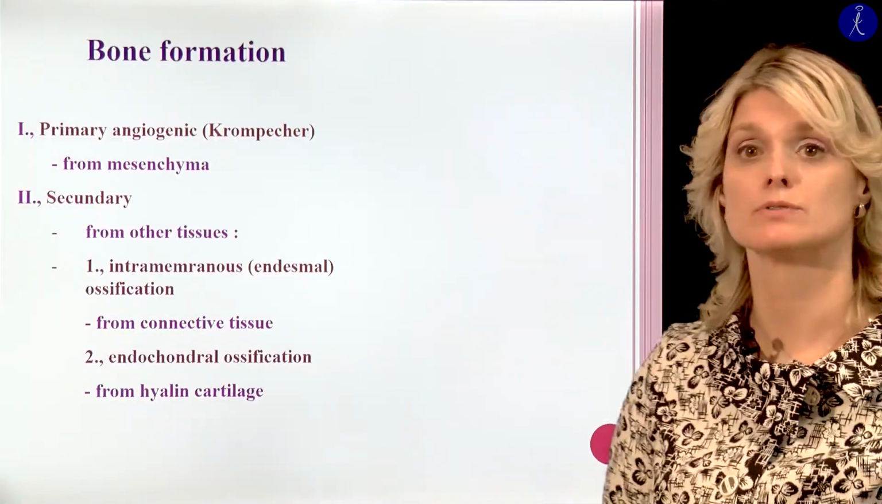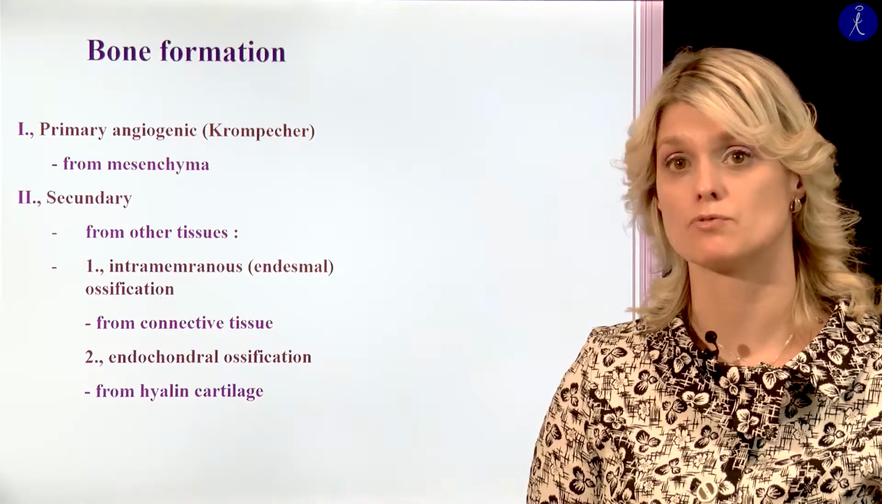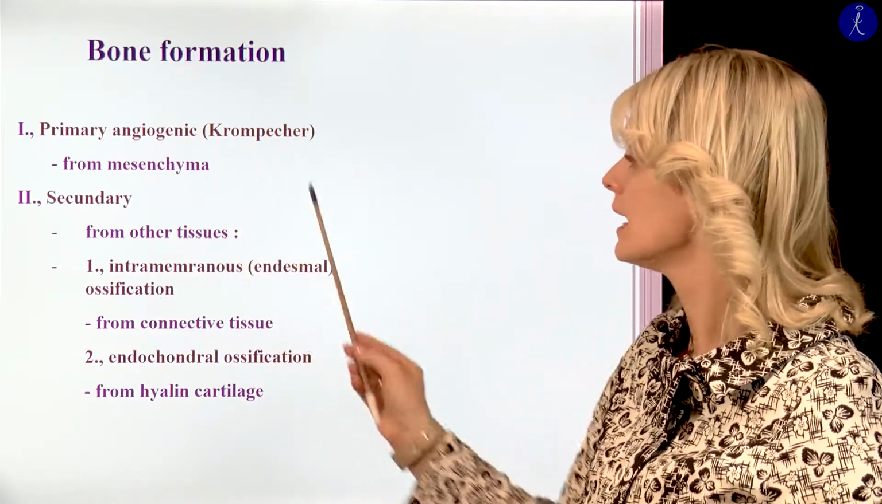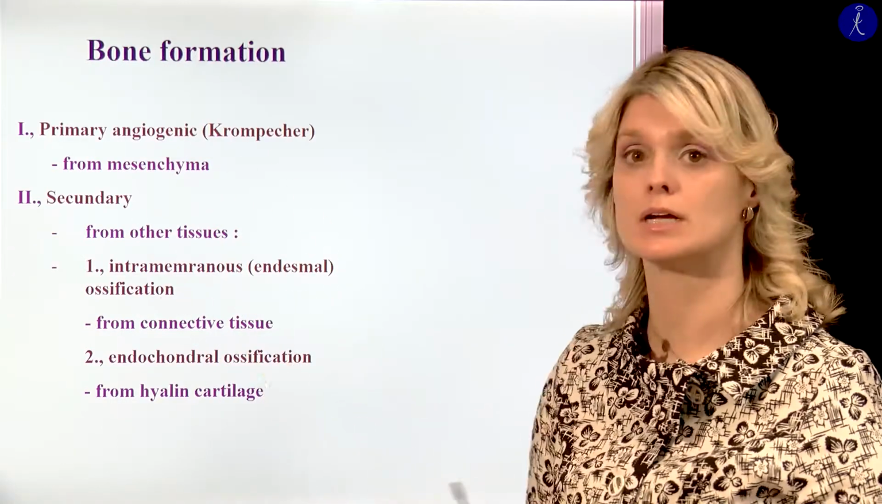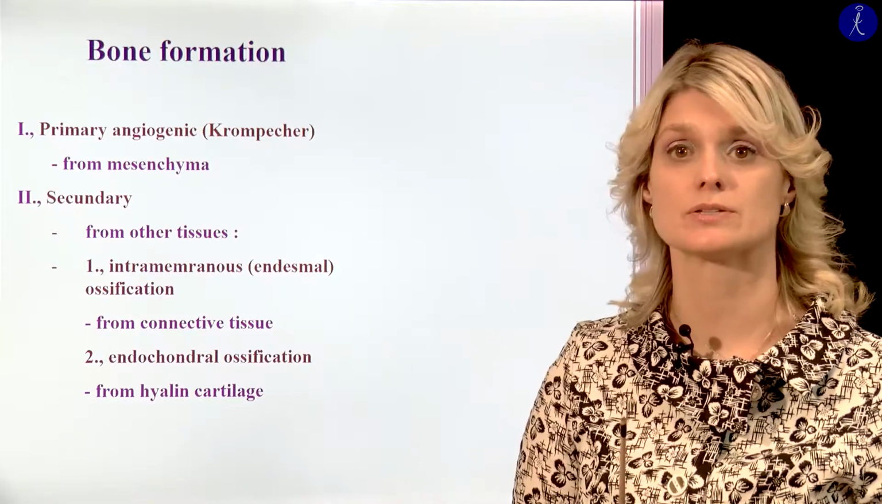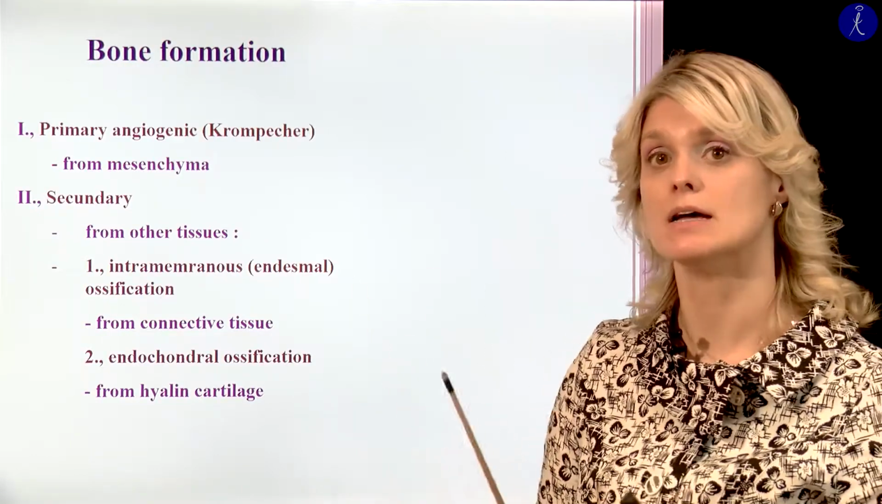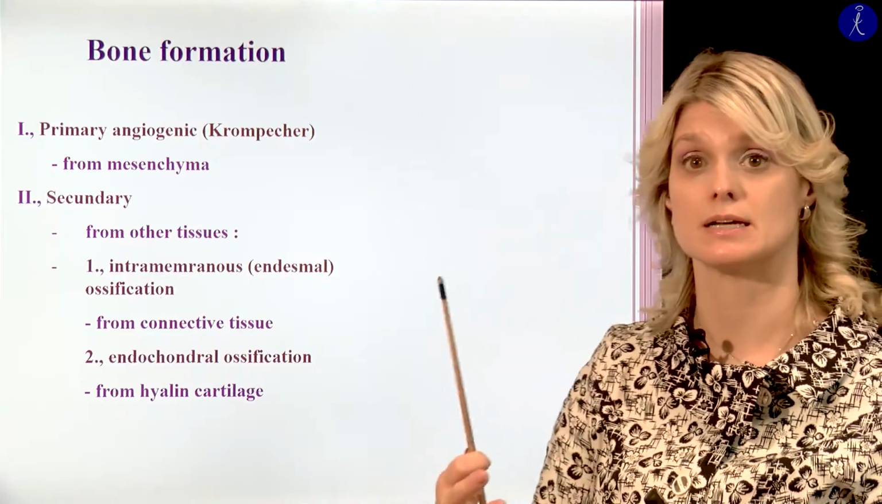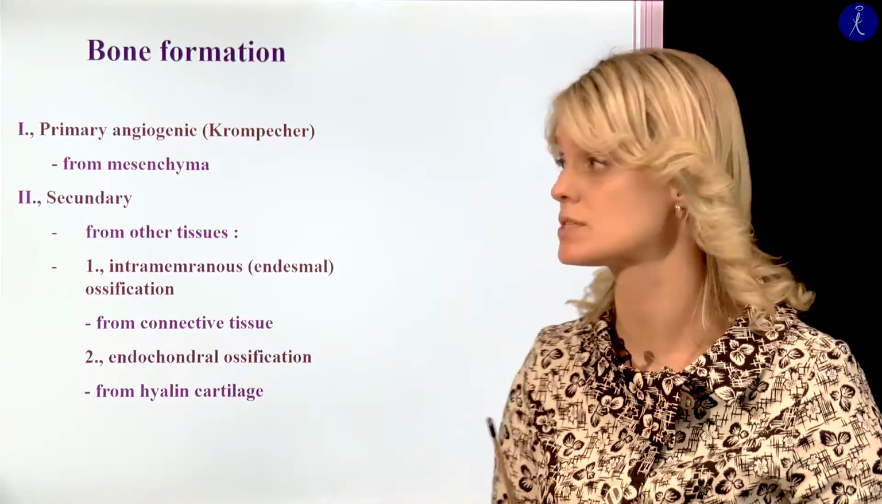After that, I would like to tell you some words about bone formation. We can talk about primary and secondary bone formation. The primary means that the progenitor cells originate immediately from the blood. The mesenchymal cells will immediately start the ossification.